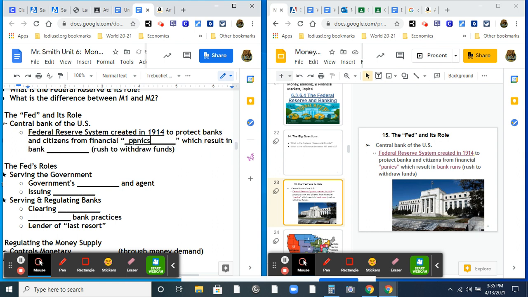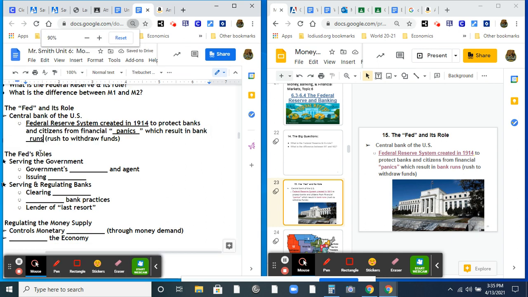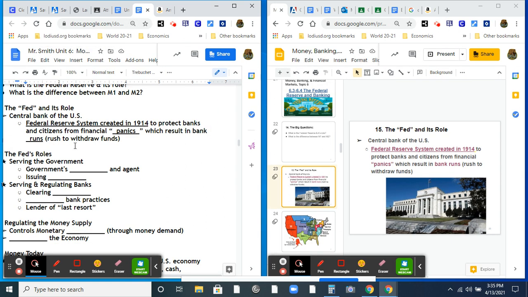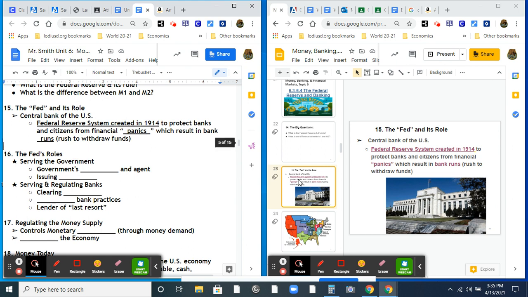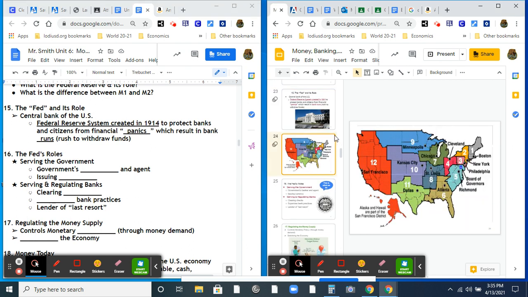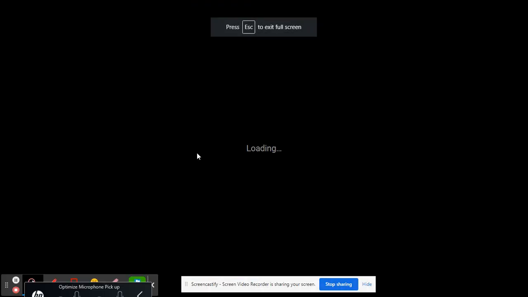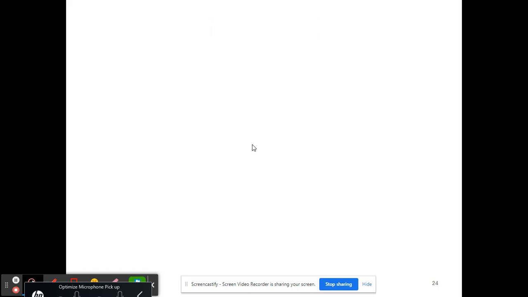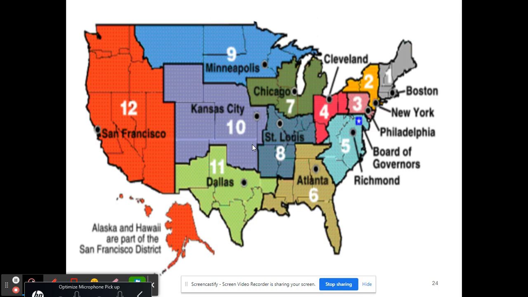Let's add panics and runs for notes. Okay. And here you see a map. A map of the different branches of the Federal Reserve System.